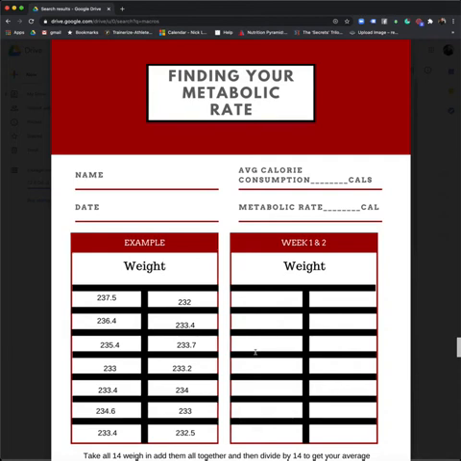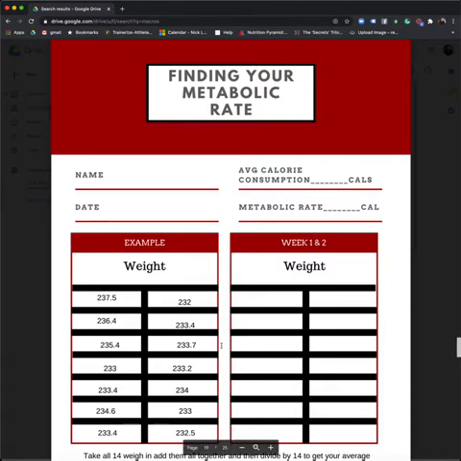All right, so we're going to be finding your metabolic rate, and this is one of the best tools that you can do. It does take a little bit of time and tracking and effort, but it is the surefire way to know exactly where your metabolism is at, so you don't mess it up in the long run, and you have the most efficient and effective way to actually lose the weight that you want.